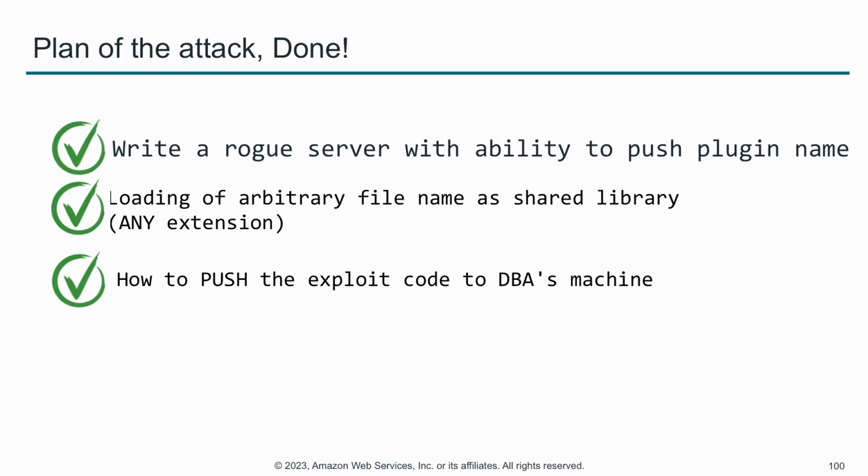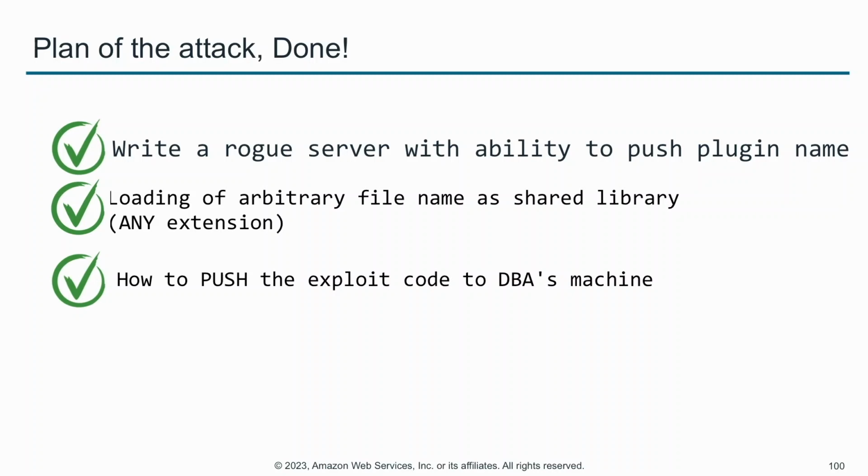All right, so our plan of attack is done. We have successfully written a rogue server with the ability to push the plugin name. We have the ability to load an arbitrary file name as a shared library, not necessarily ending with .so. That helps a lot. And then we push the exploit code to the database administrator machine, and we're able to execute the code. The demo shows the calculator or just a pop-up window.